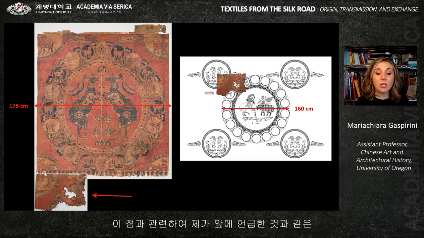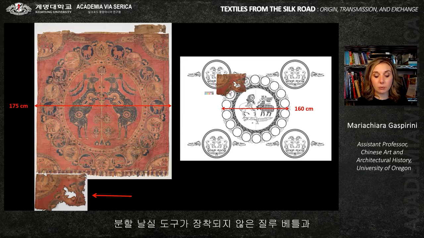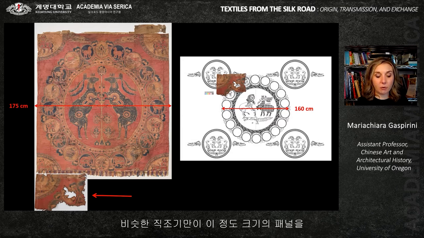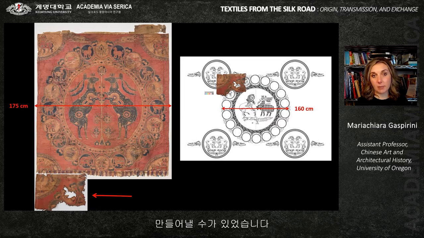In this regard, only a loom similar to the Zilu loom, not equipped with the divisional warp tool, such as the one mentioned before, could have produced a panel of this dimension.